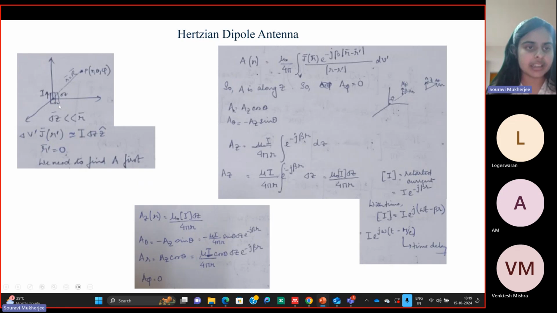And delta Z is considered to be much, much smaller than the distance between this dipole and the field point. If this condition is valid, in a way, we can consider it to be a point source. If it is comparable, then the dimensions do play an important role.